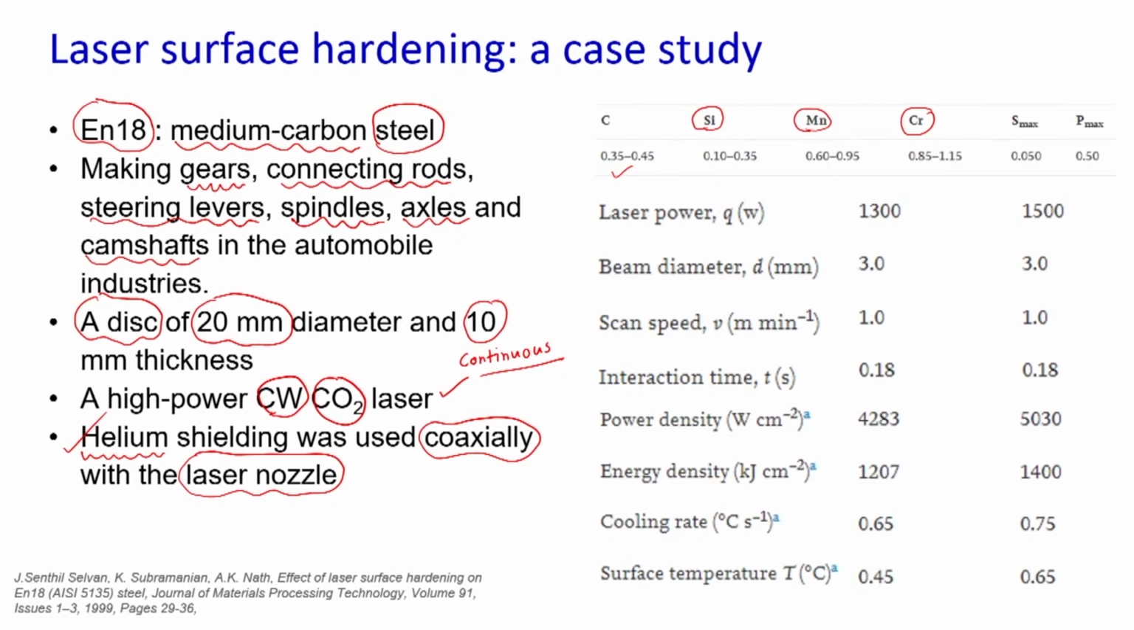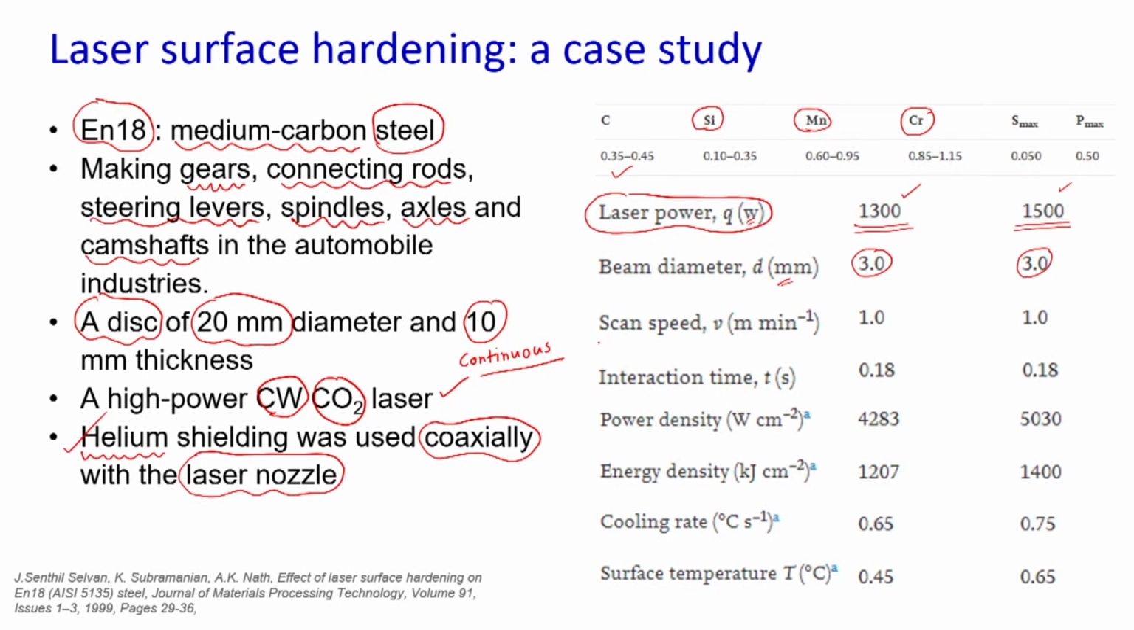For this experimental study, a set of process parameters have been chosen, and these parameters are there on your screen. We have taken the first important parameter, that is laser power. It is in watt, and two levels are taken, that is 1300 watt and 1500 watt. The beam diameter, the laser spot diameter, is about 3 mm for both the cases.